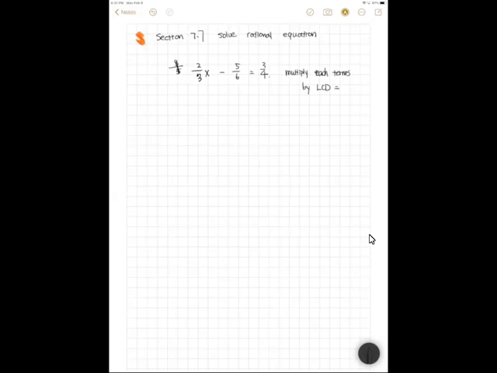So what's the least common denominator? We have 3, we have 6, we have 4. So that should be 12. That means I want to multiply each term with 12.